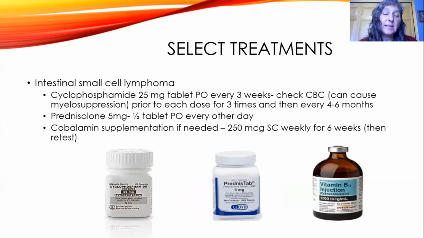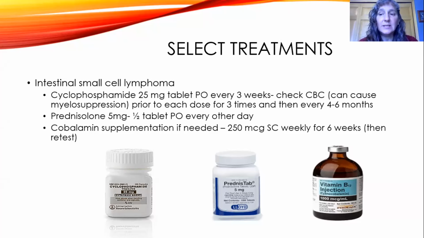The final disease that I'm going to touch on for treatment is intestinal small cell lymphoma. It is a treatable form of cancer that can be treated with oral medications, and the cats can live for several years with treatment. My drug of choice is cyclophosphamide. It is given orally every 3 weeks for the life of the cat.